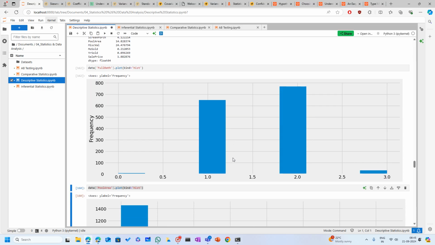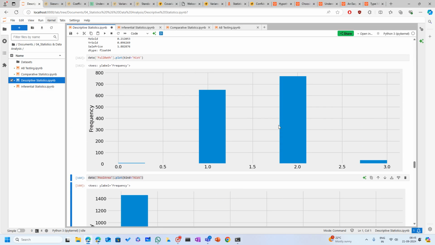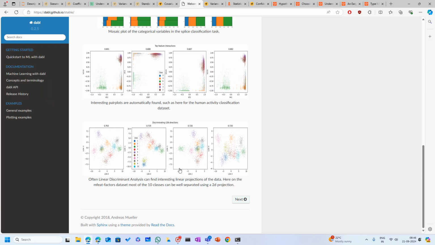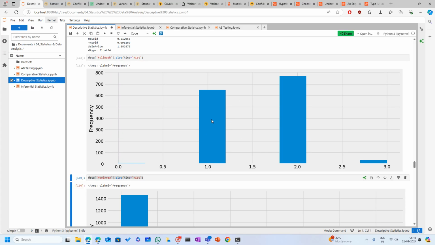So as you can see, most of the values are concentrated in the middle. Although they are discrete values, they are not continuous values. This we already saw in some of the distributions. Anyway, I'll show you. In this, can anyone tell me what type of distribution this is?